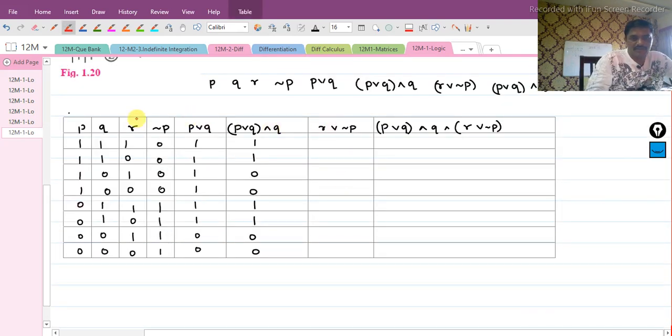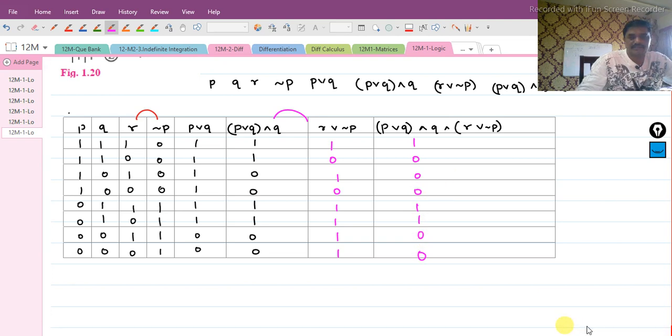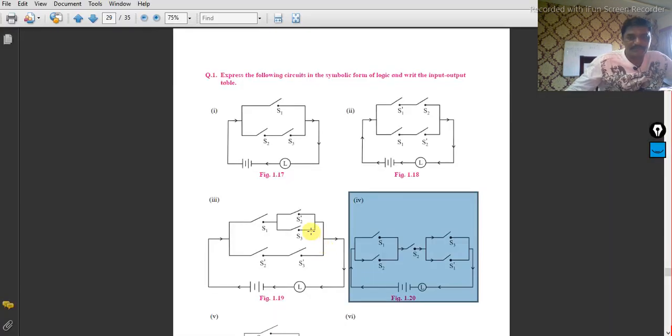Let me make the correction. R and negation P, the ORing of these two, so what will happen during ORing? This is 1 0 1 0 1 1 1 1, and this is 1 0 0 0 1 1 0 0, and then ANDing of these two. Yeah, that's the answer. Please check that. So this is the answer for the fourth question. Any doubts about that? Is this okay?